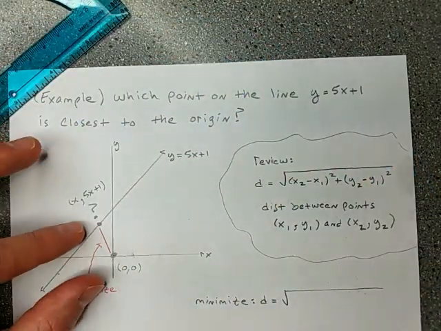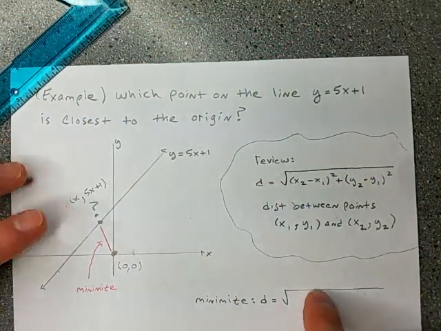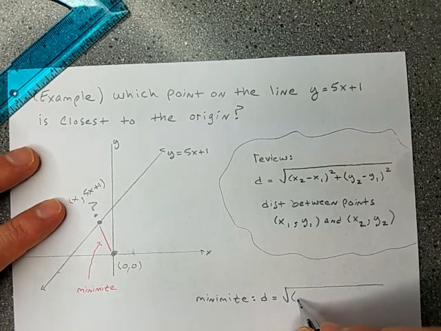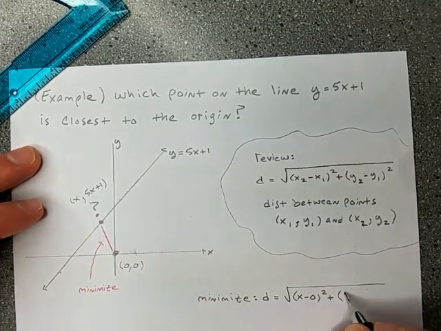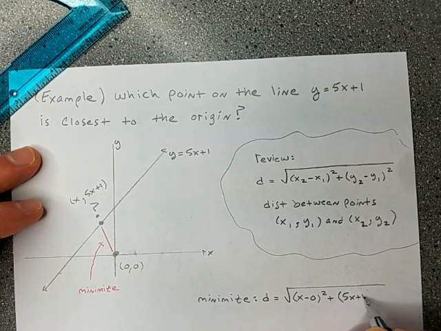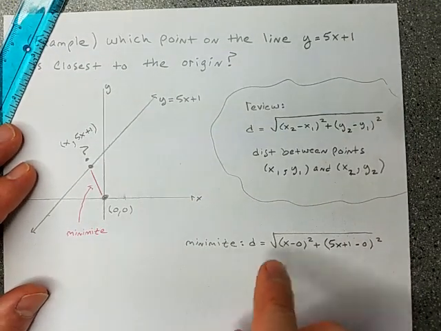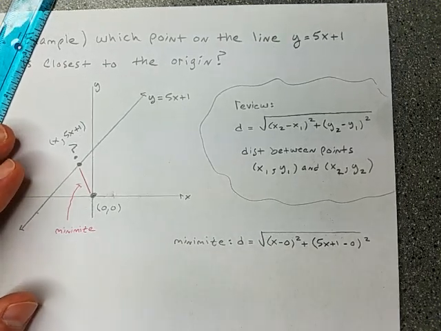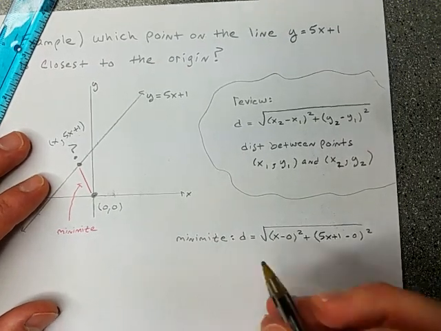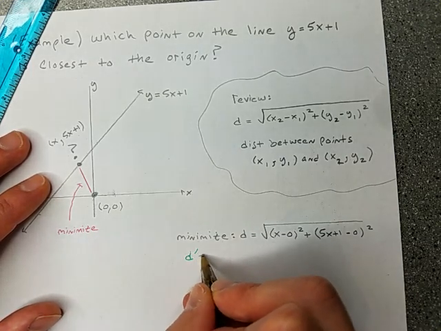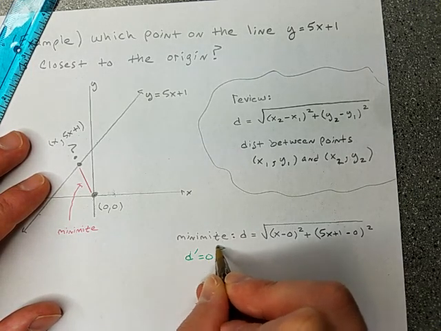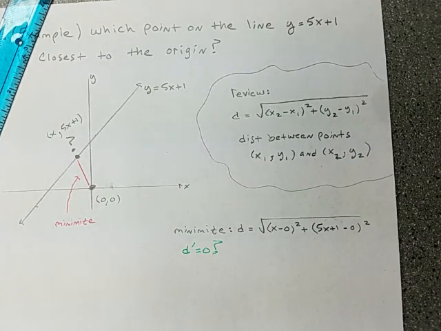Well, what is the distance between those points? Root of (x minus 0) squared plus (5x plus 1 minus 0) squared. There's the formula that measures the distance between them. I want to minimize that. What will minimize that? What will that involve exactly? Finding the derivative and figuring out where it's 0, right? You know that by now, though.